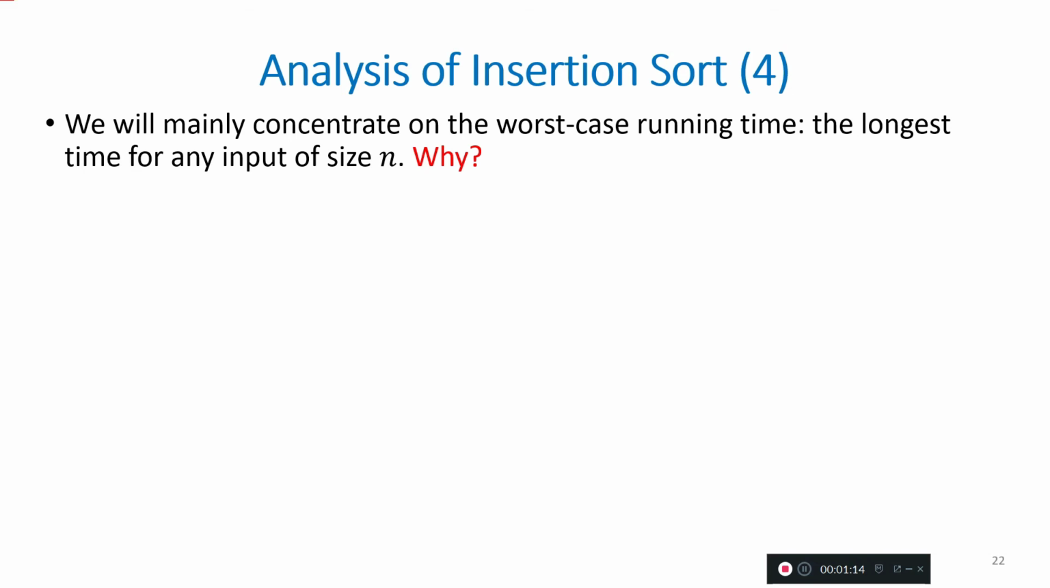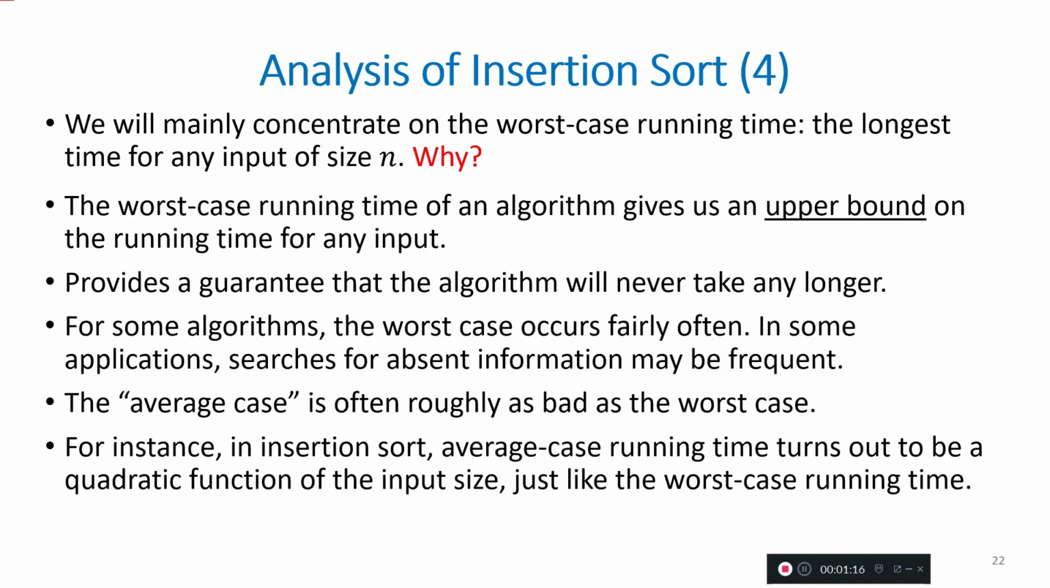It's because the worst case running time of an algorithm gives us an upper bound on the running time for any input. It means that it gives us a guarantee that the algorithm will never take any longer time. So in reality, for most algorithms, the worst case occurs quite often than we expect. And the worst case running time is normally the same as the average case running time for most algorithms.